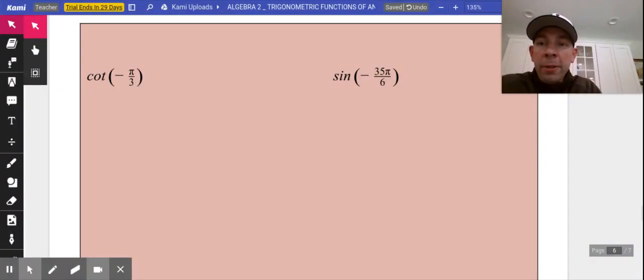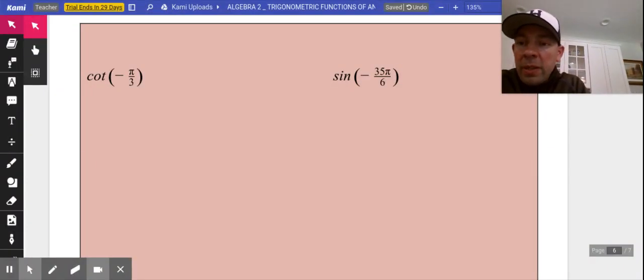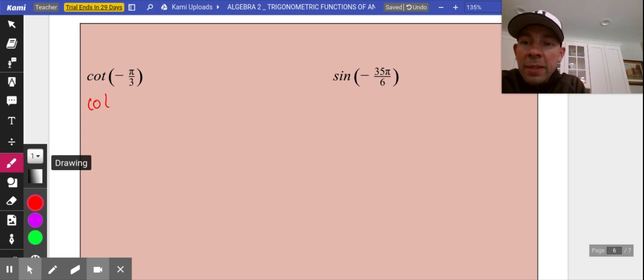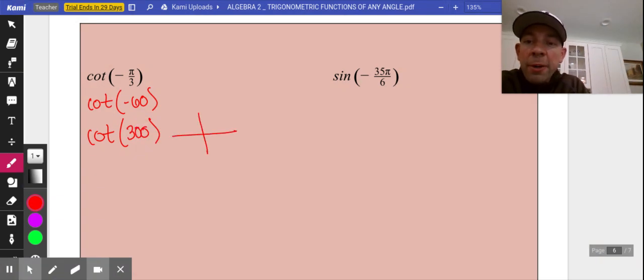All right, a couple of bigger, uglier ones. We could certainly rewrite this as negative 60. Since it's negative, we're just going to add 360. Draw yourself a picture. That 300 is called the coterminal angle, right? Here's 300, so the reference angle is over here. That's going to be 60.